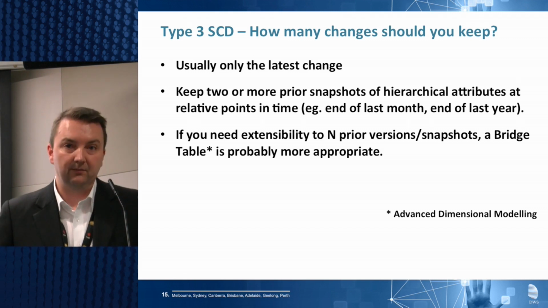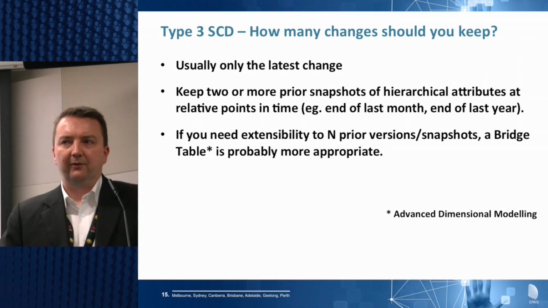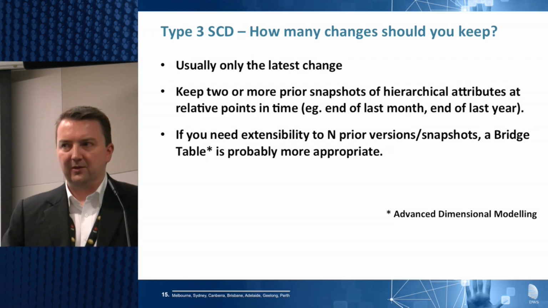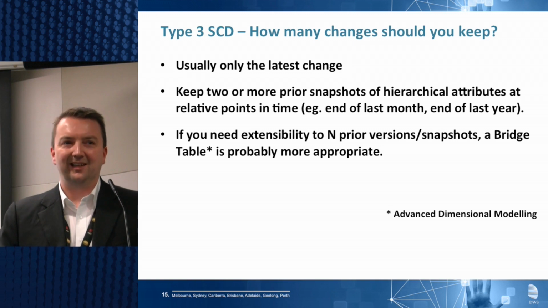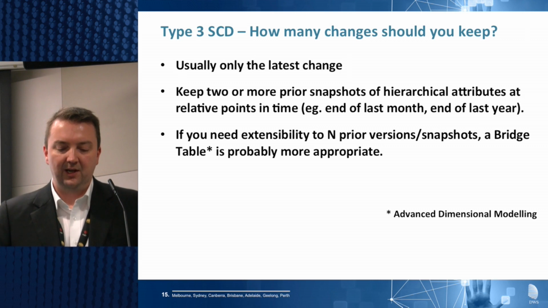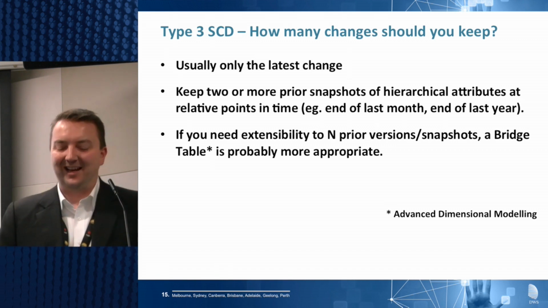The choice is really up to you as a data modeler, but if you find yourself getting more than, say, 2 or 3 repeats of type 3 attributes, you might find that you're trying to do something that perhaps you shouldn't be trying to do.